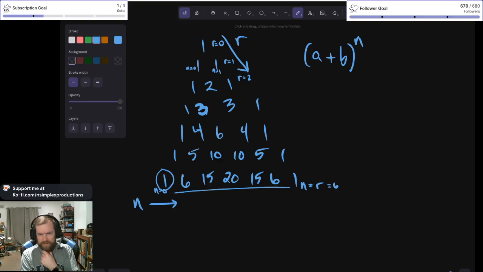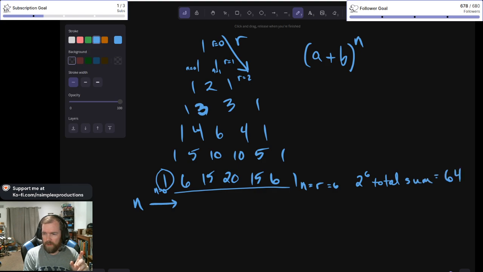No. Jeez. 20, 50, 62, 64. Yeah. So 2 to the 6th is going to be the total. All right, 2 to the 6 is 64 for that row. It's going to be 32 for the one above it, 16 for the one above it, etc. So the total possibilities are powers of 2.